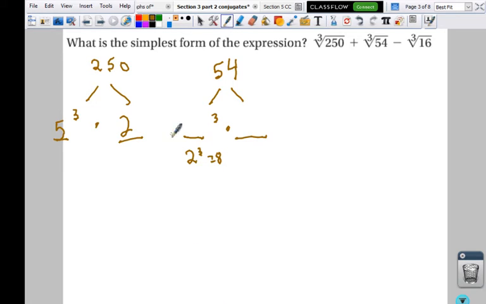Alright, 2 to the 3rd is 8. Can I multiply 8 by something and get 54? Alright, 3 to the 3rd is 27. Can I multiply 27 by something and get 54? Yes, by 2. So 54 is 3 to the 3rd times 2.